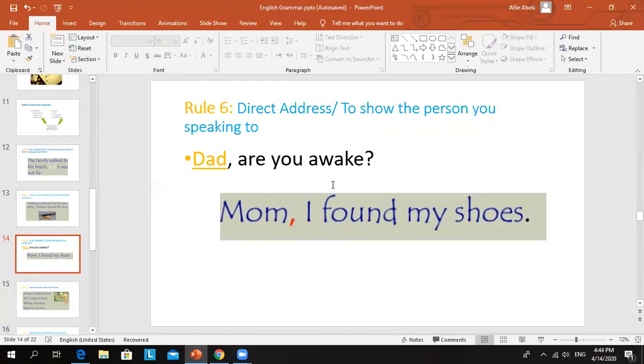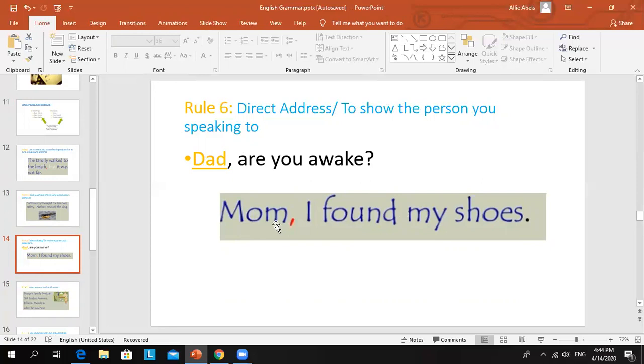I don't want to know if my brother or my sister or anyone else is awake. I'm addressing this question, "Are you awake?" only to my dad. So that is why we need to put the person we are addressing first, then a comma, and then we ask the question. In the second example, this is also very clear. "Mom, I found my shoes."